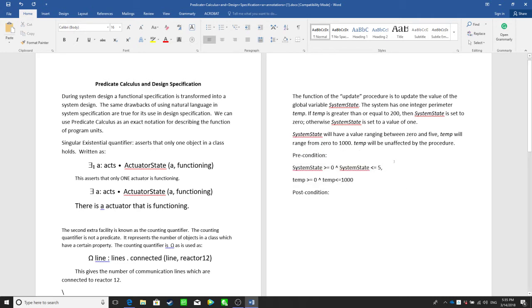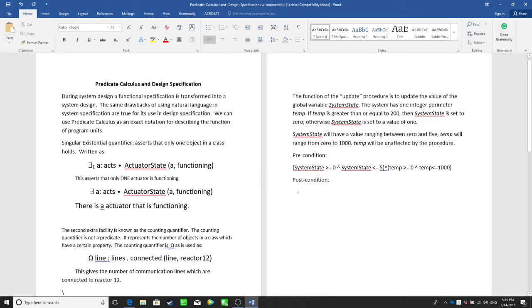So here what we do is we change the comma to and. If you want this more clear, we use brackets to separate those two parts. So the system state greater or equal to 0 and the system state less or equal to 5, temperature, blah blah blah. Okay, so given this precondition, let me know the post condition.